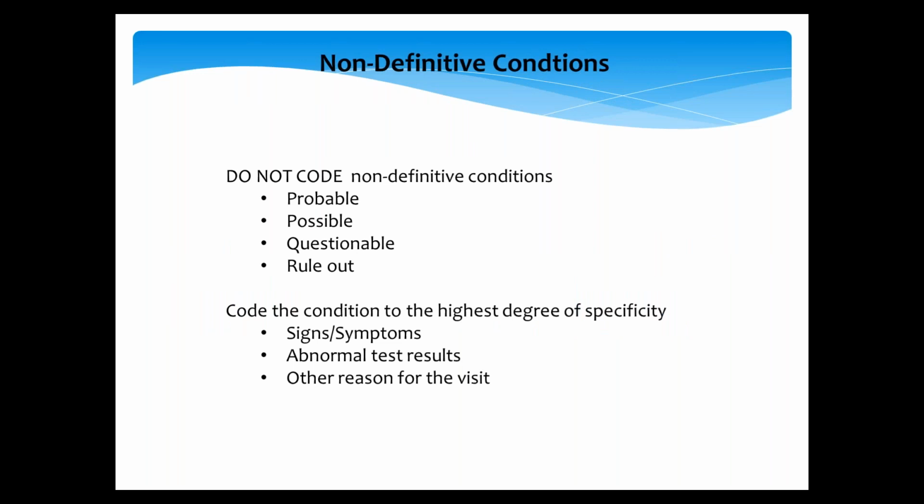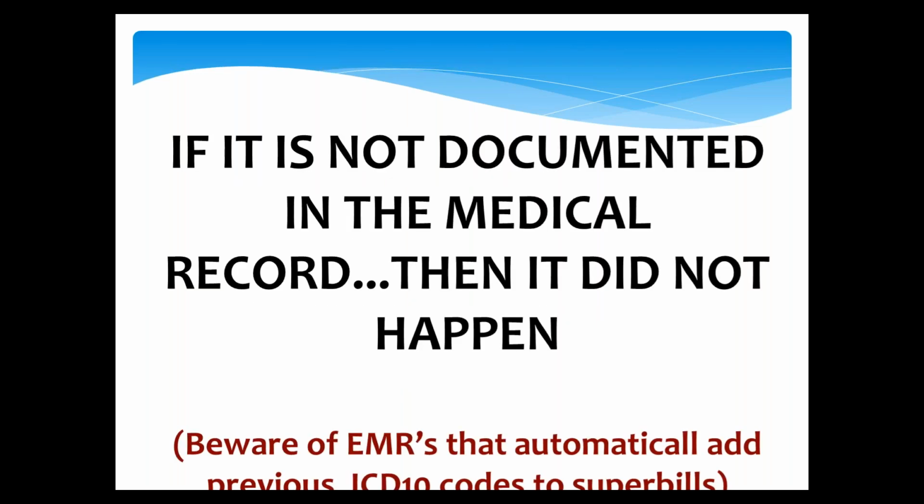Code the condition to the highest degree of specificity: signs, symptoms, abnormal test results, other reasons for the visit. If it's not documented in the medical record, then it did not happen. Beware of EMRs that automatically add previous ICD-10 codes to super bills. Those codes can't go on your super bill unless you've put the MEET or you've had documentation to show that you've assessed those, treated them, and you're monitoring them.